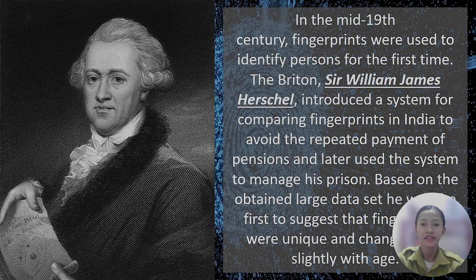In the mid-19th century, fingerprints were used to identify persons. For the first time, the Briton Sir William James Herschel introduced a system for comparing fingerprints in India to avoid repeated payment of pensions, and later used the system to manage his prisoners. Based on the large data set obtained, he found that fingerprints were unique and change only slightly with age.